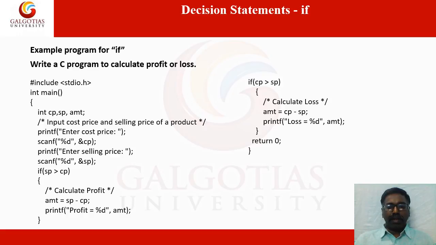In another run, if according to the value given, cost price is greater than selling price, this if statement will be selected by the program flow. Now amount is equal to cost price minus selling price, so that the loss has happened, and loss is displayed. According to the values given, cost price 1000 and selling price 1500, so that profit is happening, and profit is equal to 100 is displayed here.